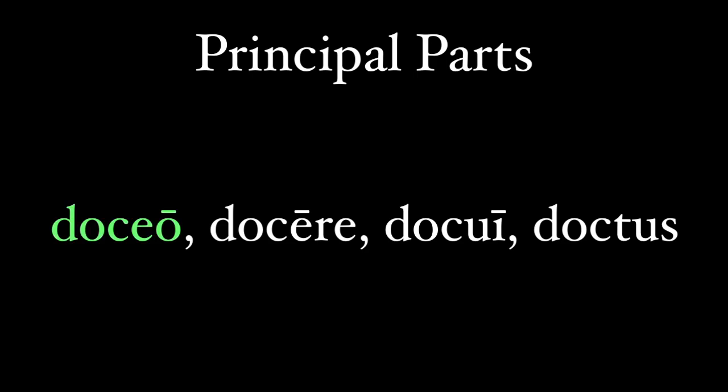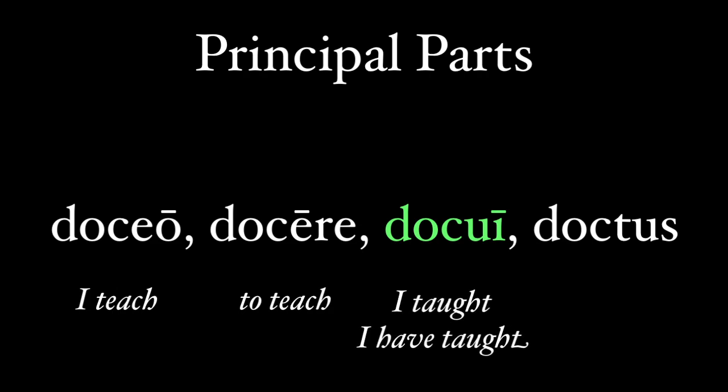The first part, doceo, is the first person singular of the present tense, so I teach. The second part, docere, is the present active infinitive, to teach. The third, docui, is the first person singular of the perfect tense, so I taught or I have taught. And the fourth one, doctus, is the perfect passive participle, having been taught. Or if you're using the form, it's the accusative supine, but no matter about that one.